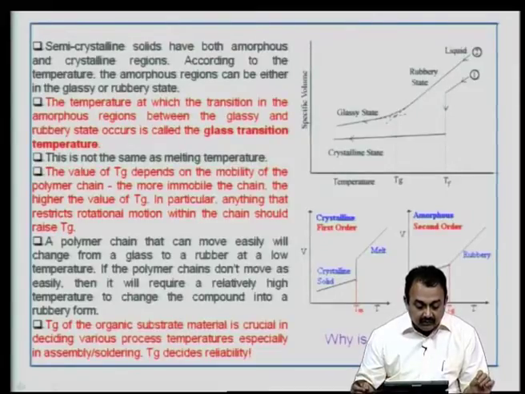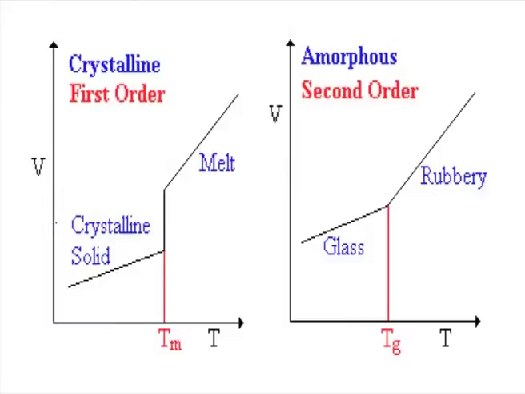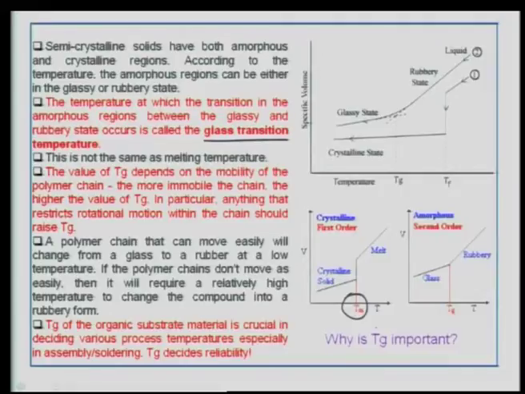The first point is that semi-crystalline solids have both amorphous and crystalline regions. According to the temperature, the amorphous regions can be either in the glassy or rubbery state. The temperature at which the transition in the amorphous regions between the glassy and the rubbery state occurs is called the glass transition temperature. For example, if you look at this figure on the right side, there is a melt region and a crystalline solid region, and this is the melting point, okay, specific volume versus temperature.